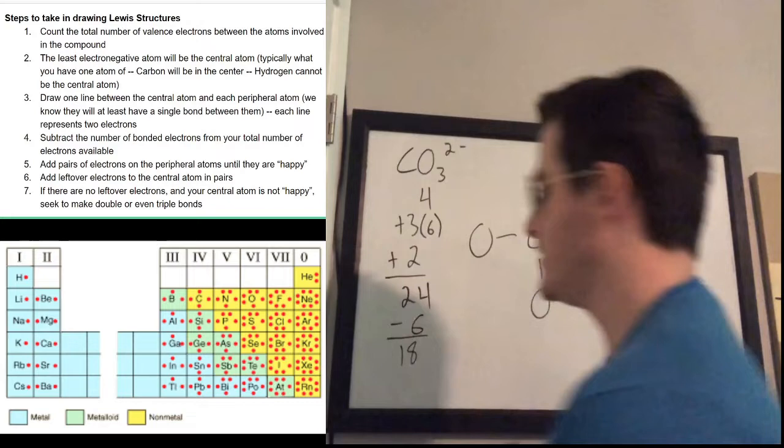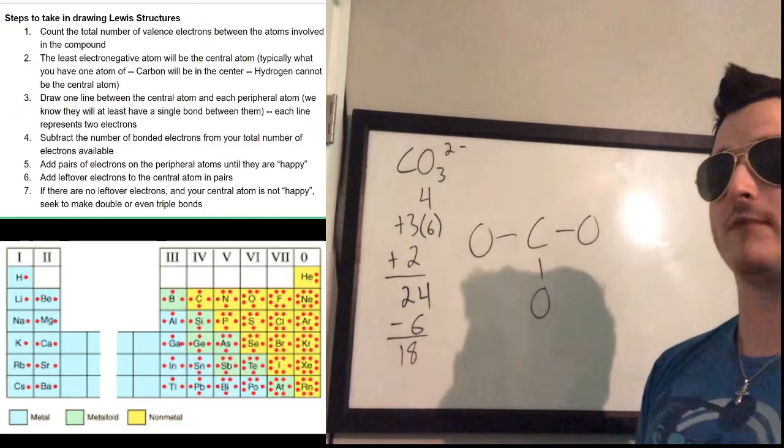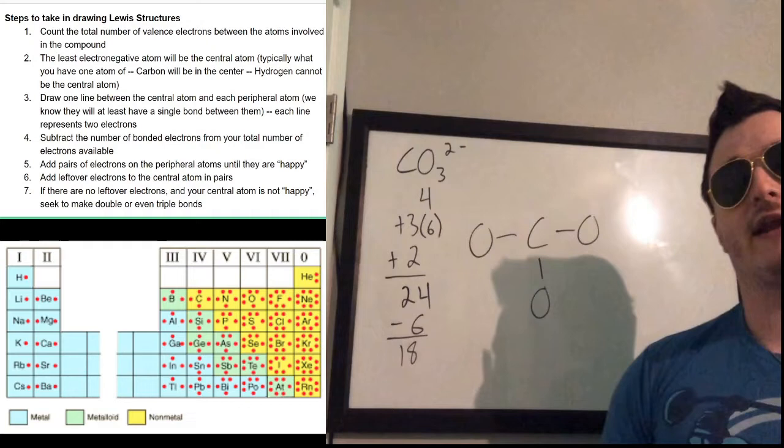Next step is to make all of my outer atoms, my peripheral atoms, happy. Oxygen wants to get to 8. They currently only have 2 with this line. So we're going to add 6 dots onto each of our oxygens.